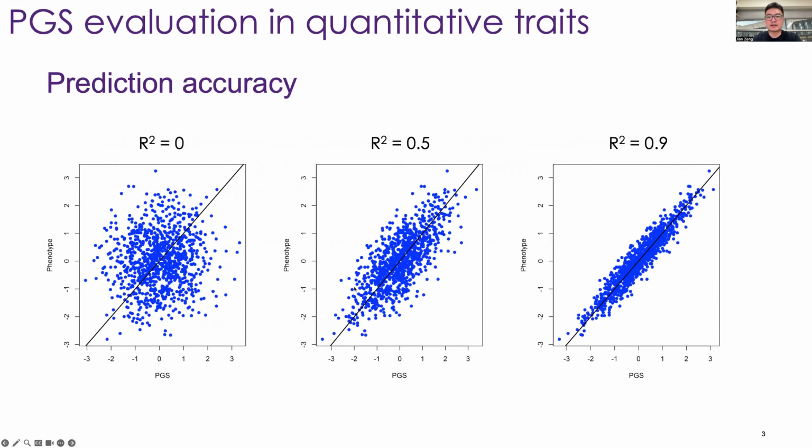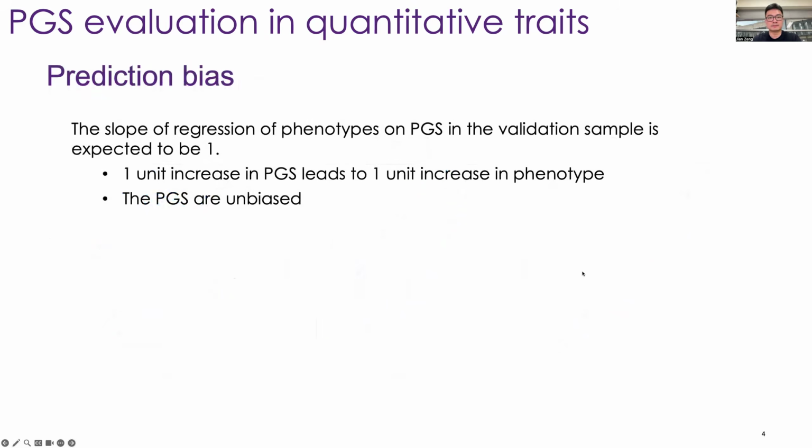This slide shows what different R-square values look like. When R-square equals 0, the PGS carries no predictive information. At R-square equal to 0.5, there is a strong linear relationship. At R-square equal to 0.9, the predictions are almost linearly perfect. Visualization can also help identify outliers in real data analysis, so it's always a good thing to do.